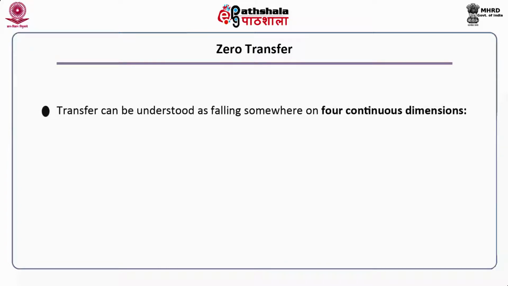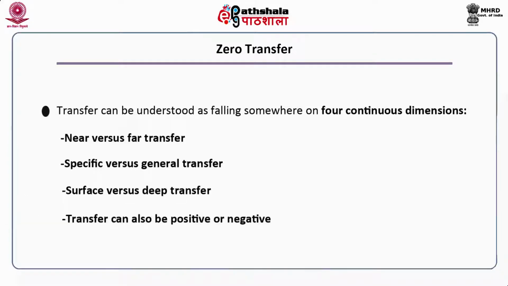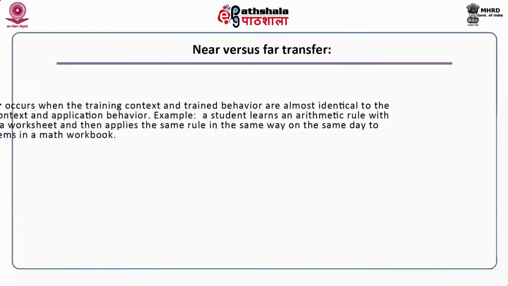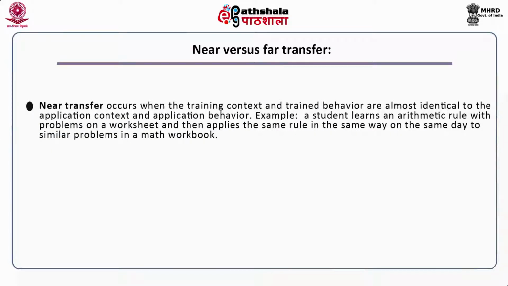Transfer can be understood as falling somewhere on four continuous dimensions. That is near versus far transfer, specific versus general transfer, surface versus deep transfer, and transfer can also be positive or negative transfer. Near versus far transfer. Near transfer occurs when the training context and trained behavior are almost identical to the application context and application behavior. For example, a student learns an arithmetic rule with problems on a worksheet and then applies the same rule in the same way on the same day to similar problems in a mathematics workshop.